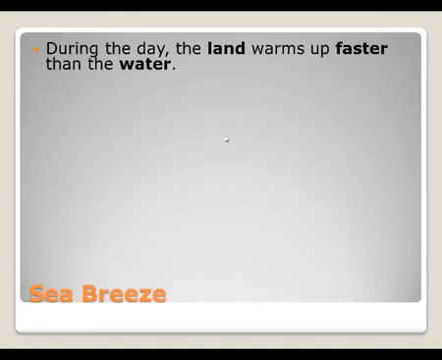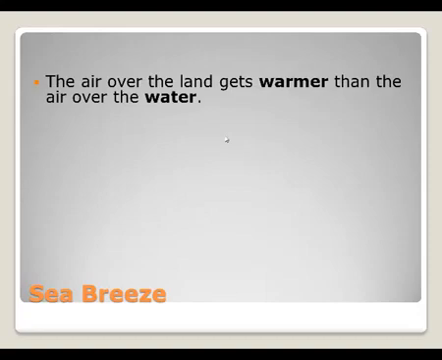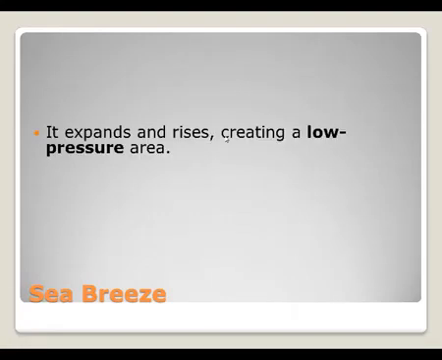A sea breeze. During the day, the land warms up faster than the water. The air that's over top of land becomes warmer. Because it is warmer, it is less dense. The less dense air starts to rise. And this creates a low pressure area at the surface where all of that air is rising above.